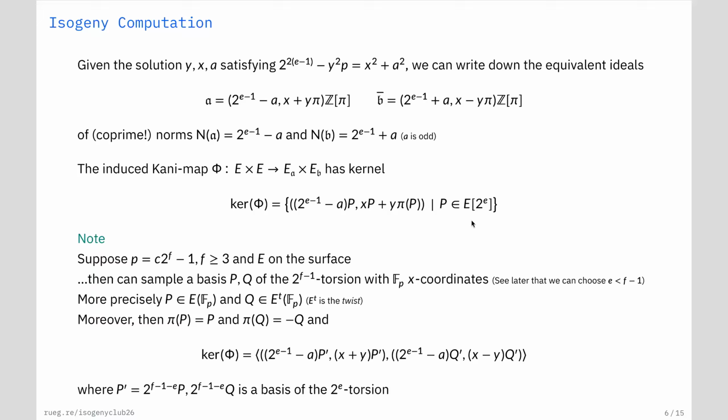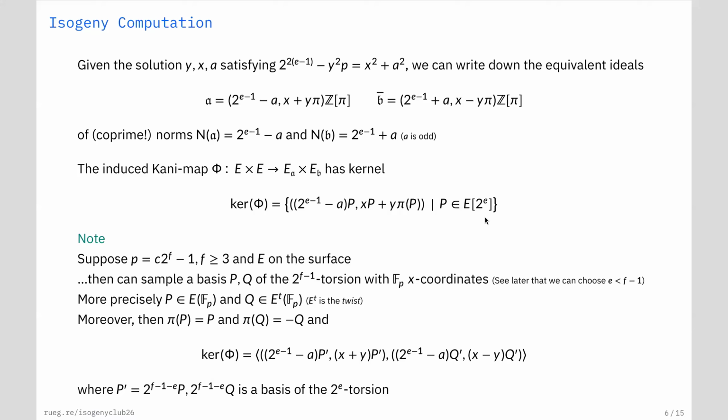And we see immediately that if our prime is of the usual HD friendly type, right? So if the prime is like a large power of 2 with a small cofactor plus 1, then this 2 to the e torsion should be rational, and then we should be able to write down this kernel. And because 2 to the e is smooth, we can break up phi into an isogeny chain of length e.